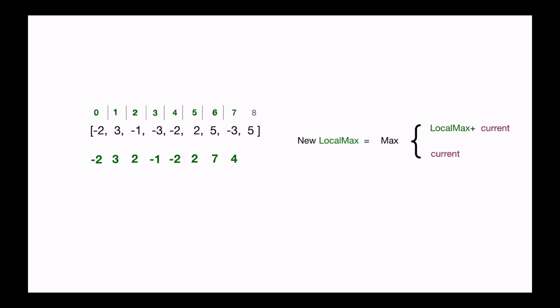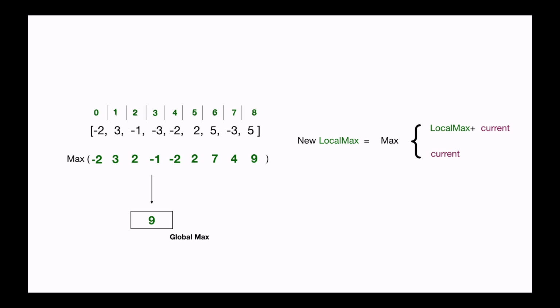And then we have minus 3. We include it again in the previous local max to get the new local max, as this sum, minus 3 plus 7, which is equal to 4, is greater than minus 3. And then at the last index, index 8, we add 5 to the previous max sum to get this 9. So here we have all the local max. Now we get the max out of these local max, which is 9, and this is the final solution.